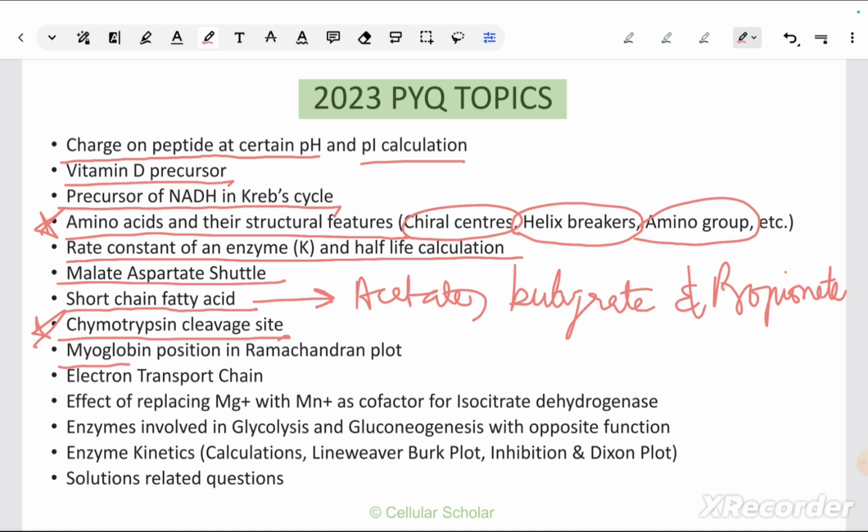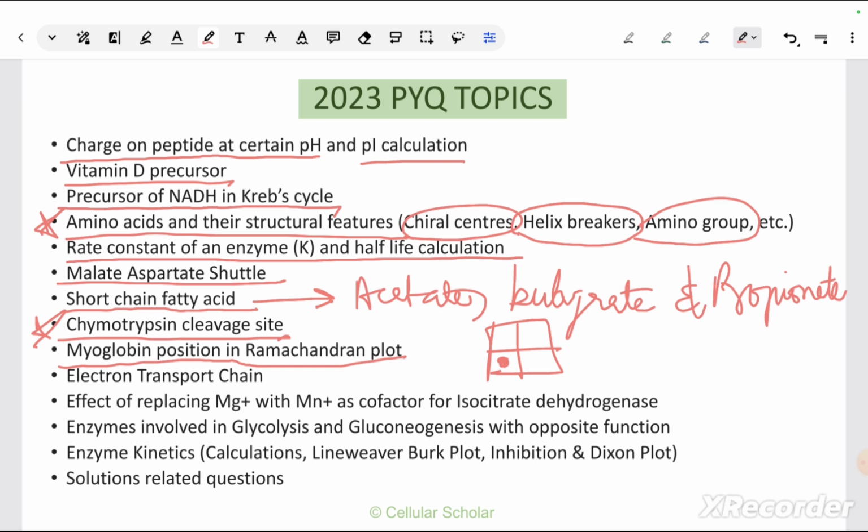They asked about myoglobin's position in the Ramachandran plot. So read about myoglobin, what its structural features are, and based on that, where it will lie in the Ramachandran plot. It is made up of alpha helices, right-handed alpha helices, so it will lie in the lower right quadrant. You should know these basics.